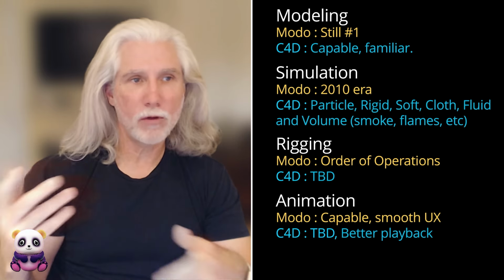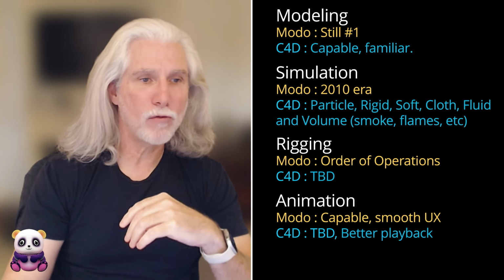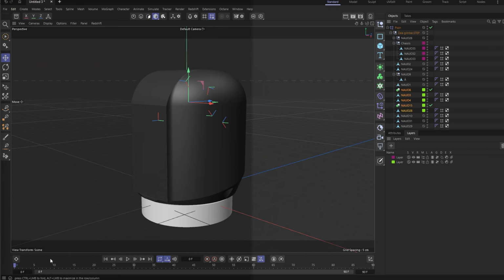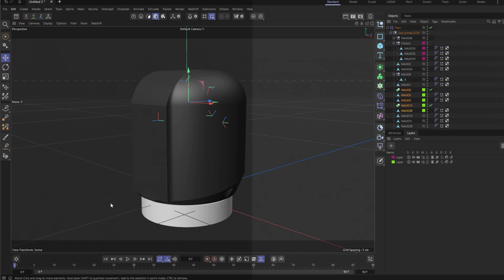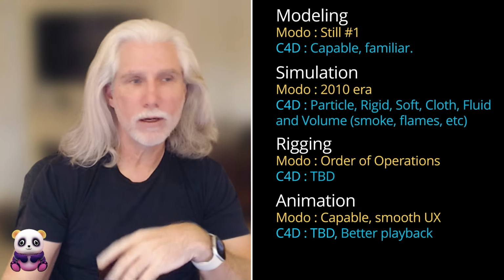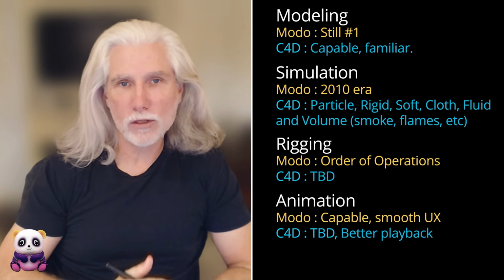Animation, they're both similar. They're both really capable. They both have a nice, smooth timeline. Cinema 4D is going to look a lot like Modo, where you can pop this up. You have a dope sheet, you have a graph view, that kind of thing. It's very similar to Modo. The workflow is a little different. The keyboard shortcuts are a little different, but you're going to feel pretty much at home animating in Cinema 4D as you would in Modo.